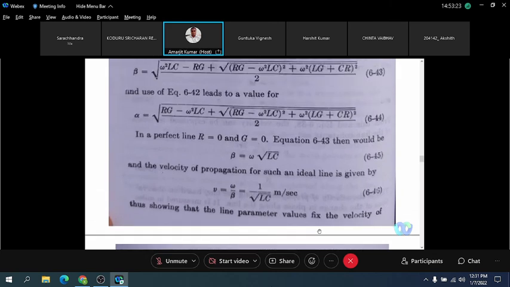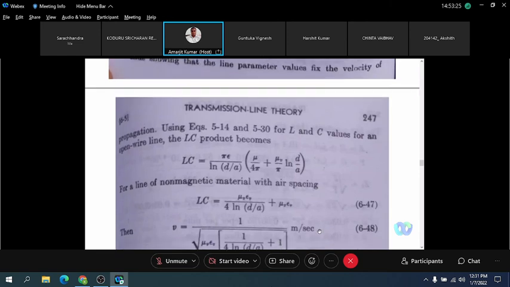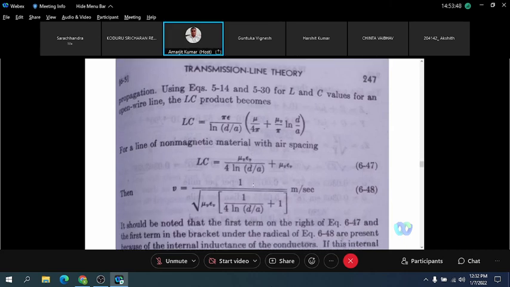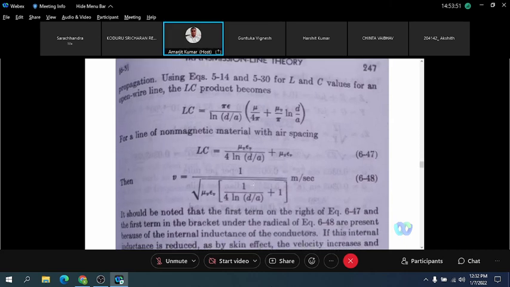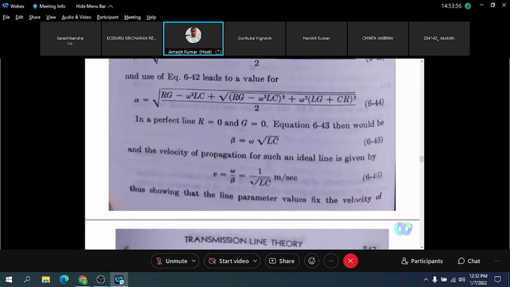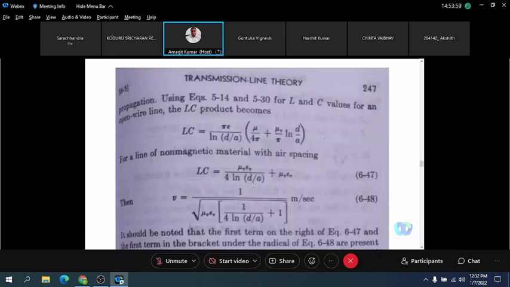So for the open wire line, what are R, L, G and C? In ISRO, they ask questions like what are R, L, G and C for coaxial line, for open wire line, for shielded line, for twisted wire line. So be careful and you should know these things. Basically velocity is equal to 1 upon root LC. So if you have L and C, then velocity will be 1 upon root of this.